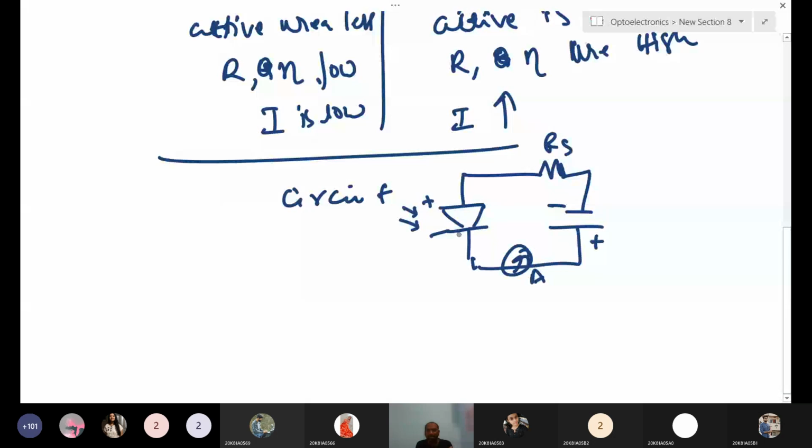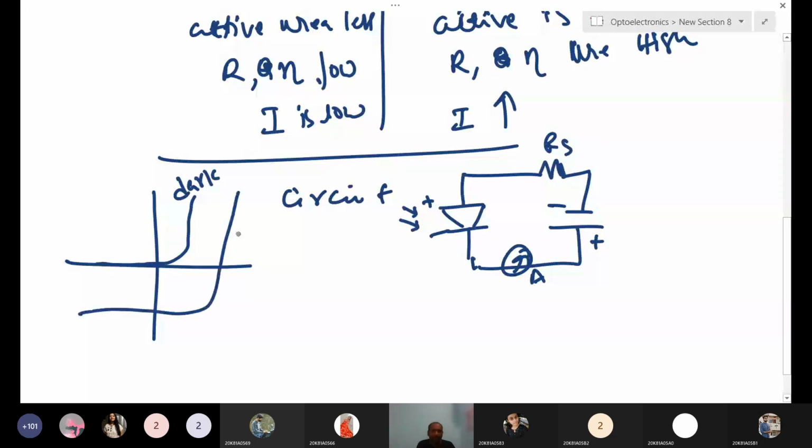The circuit is the same as a PN photodiode, and the characteristics are also the same. This is the dark current, meaning the current without any light on the device. When you shine the light, the current curve will be shifted down. This is under illumination. This is VOC. You can write this is ISC, the maximum current when the device is shorted.